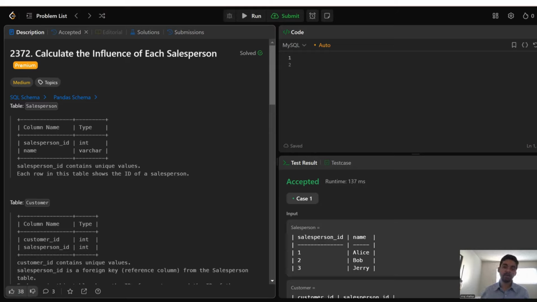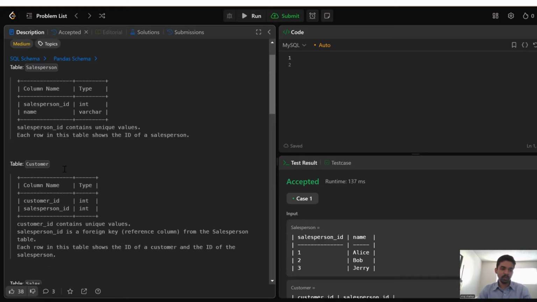Today we are again going to solve another interesting problem from LeetCode, that is calculate the influence of each salesperson. So for this particular problem, we are going to understand the different concepts of common table expression, the joins and the coalesce function. And for that purpose, we are going to solve this particular problem. Let's walk through what the question states.